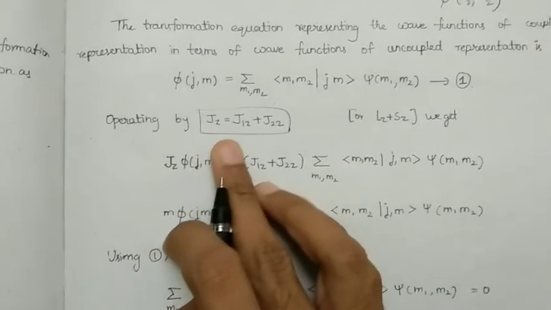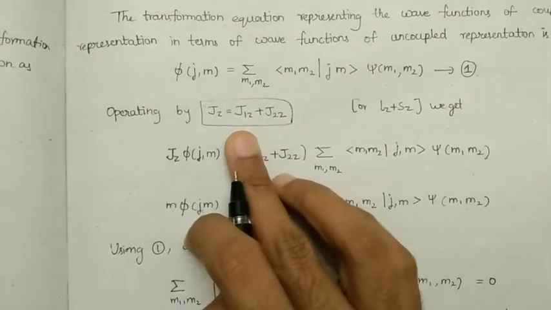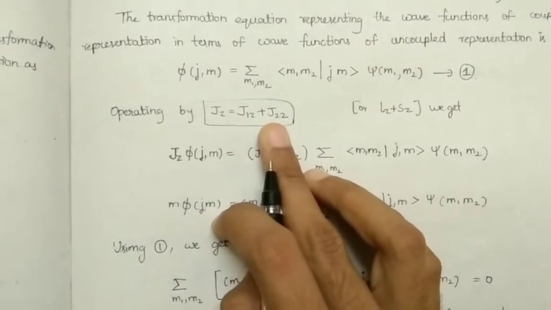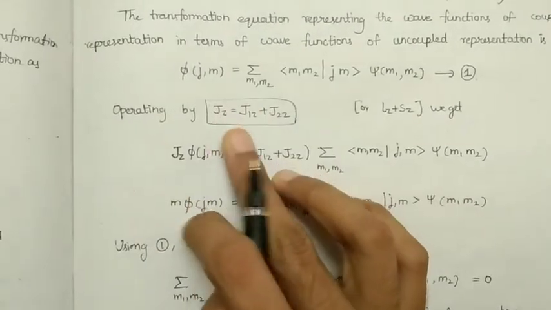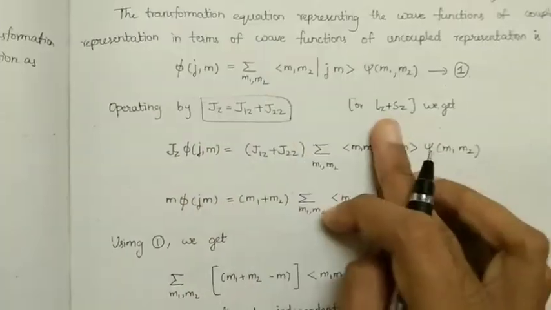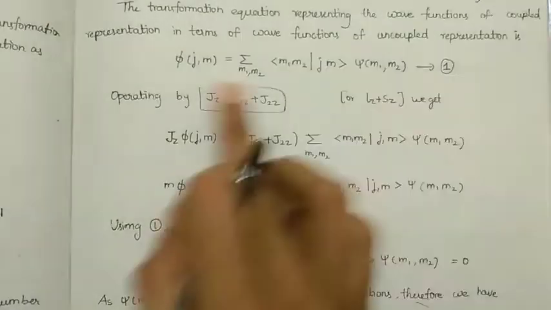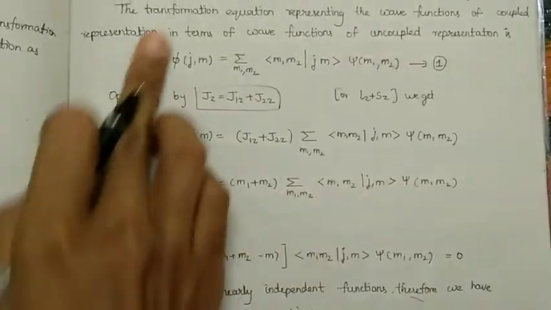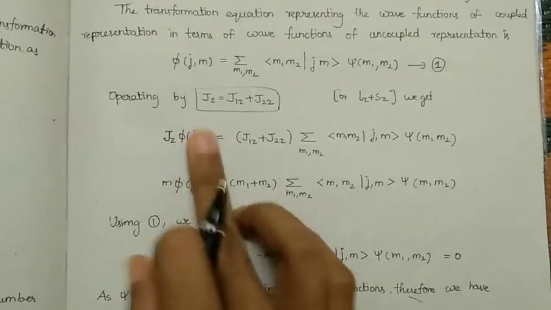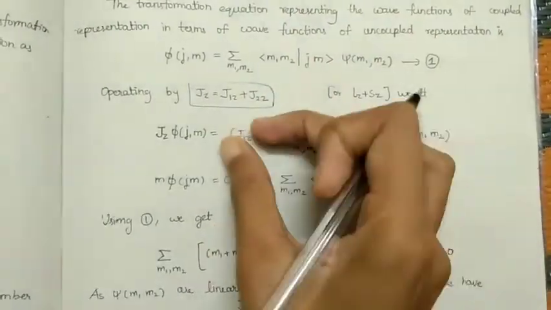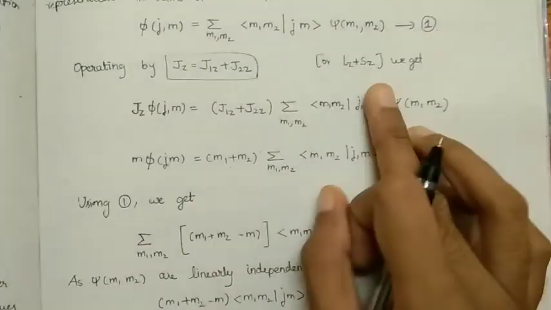Now operating with Jz, where Jz is nothing but J1z plus J2z, because we are having j1 comma j2. Because of that, Jz is written as J1z plus J2z, or Lz plus Sz also we can write. So for this equation we are operating on both sides with Jz. As this is the coupled form, Jz will remain the same, and this is the uncoupled form, so here we are separating it, J1z plus J2z operating on this wave function.